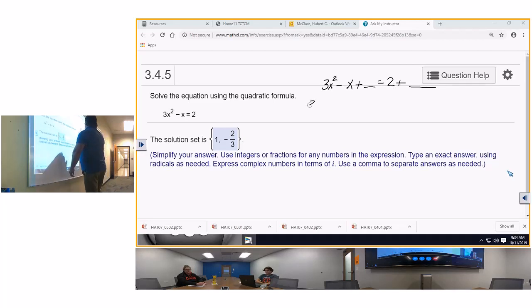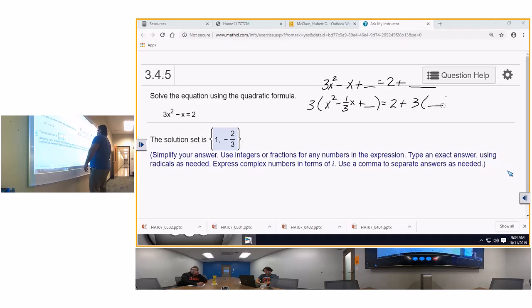Factor out a 3: x squared minus 1/3 x plus blank is equal to 2 plus 3 times blank. Half of 1/3 is 1/6. 1/6 squared is what? 1/36. So that's 3 times x minus 1/6 quantity squared is equal to, well, that 3 will take this out to what?